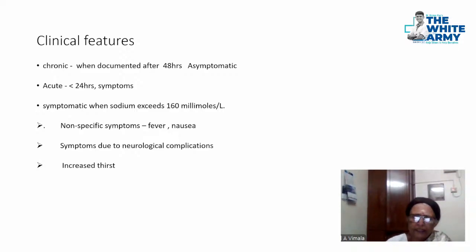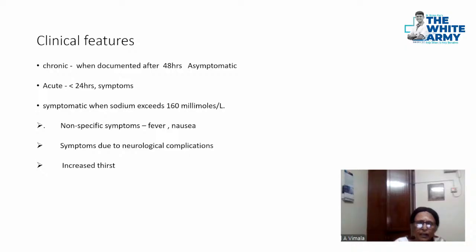What are the clinical features? The clinical features are, when there is chronic hypernatremia, that is when it is documented after 48 hours, it is usually asymptomatic. Somebody has got a normal sodium on admission and develops hypernatremia within 24 hours, they become symptomatic. Usually symptoms develop when the sodium exceeds 160 millimoles per liter. The symptoms are usually non-specific.